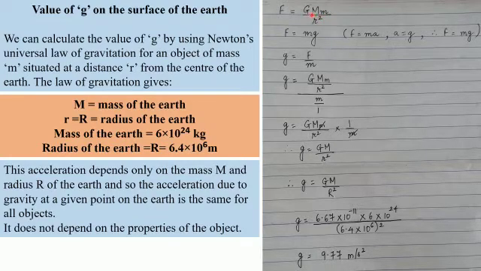So we get GMm upon r square. r is the distance at which the object is from the center of the earth. So that is indicated by r, and so we get the formula F is equal to GMm upon r square.